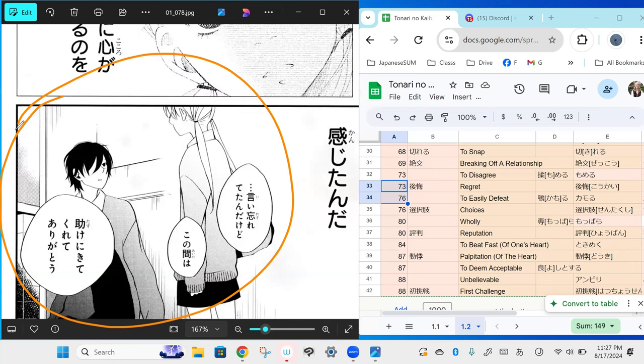No, it's like, was it that... it's like, I forgot to tell you, but at this time, it's like, thanks for telling Haru, like, thanks for like helping me, I guess.